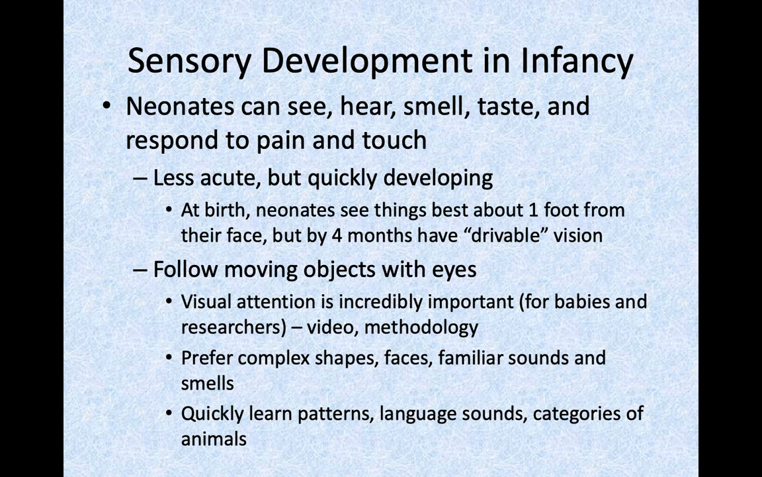Babies can also recognize their mom's amniotic fluid smell, and then within a few hours actually recognize their mom's breast milk smell, because the breast milk is also composed of compounds that are related to what the mom's been consuming, which the babies are familiar with. So it's pretty cool. These abilities allow babies to quickly learn patterns, learn language sounds, and categories of animals really, really quickly. It's pretty amazing what babies can do, even though we think of babies as being pretty boring and pretty basic creatures. They learn a lot and they learn it very, very quickly.